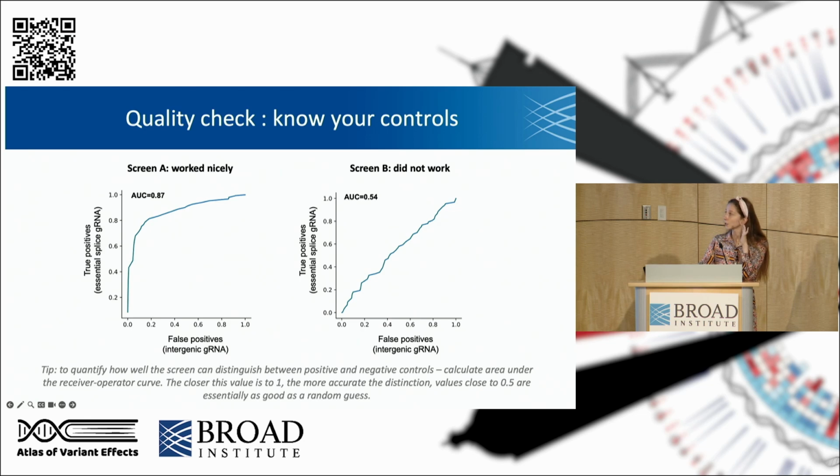So the area under the curve of a good classifier, or a screen that performed well, would be close to 1 in its absolute value. And if the classification was close to random, then this value would be very close to 0.5. So the good screen is shown on the left-hand side, and the bad screen example is shown on the right-hand side.